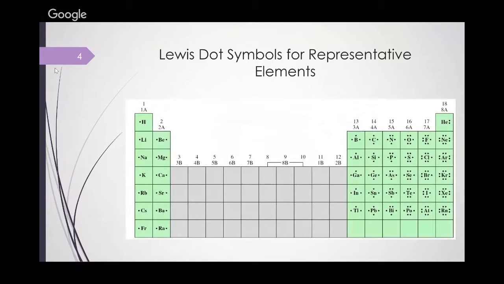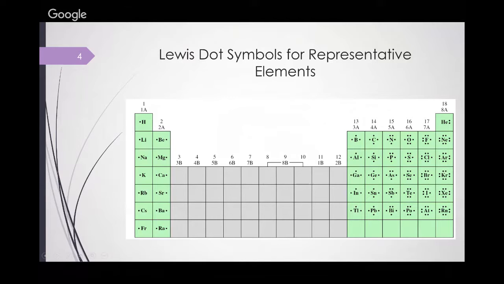So our Lewis dot symbols for representative elements: we look at our group number. Group 1 has 1, group 2 has 2, group 3 has 3, etc. So we count across. The only thing that's different is helium is a group 8, but it only has 2 electrons. It's not going to form any bonds anyway, so we can kind of just ignore that. So what are we focusing on here? We're focusing on the fact that your group number tells you your number of valence electrons.